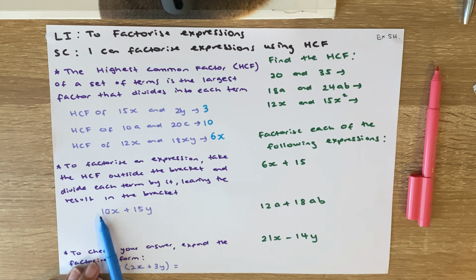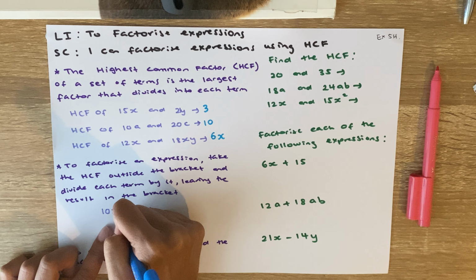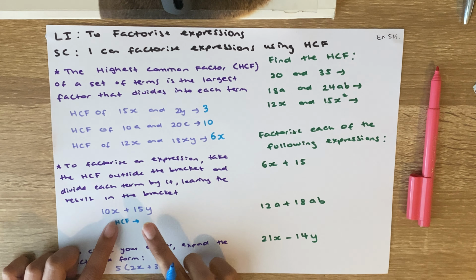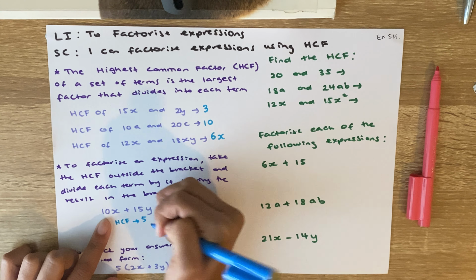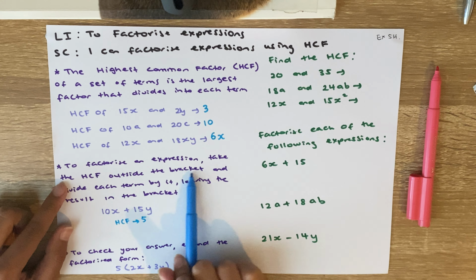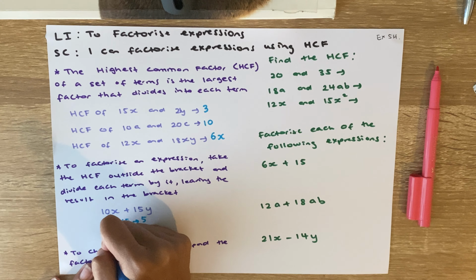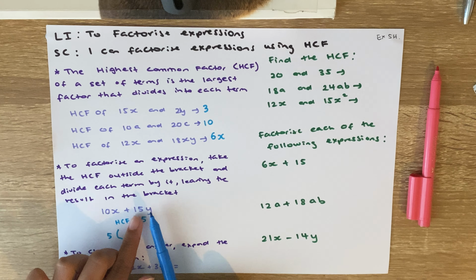Okay, so I've got one term here, 10x, and my second term here, 15y. Remembering your terms are separated by a plus or minus sign. So the first thing that we're going to do is we're going to look and see what our highest common factor is between these two terms. So looking at the numbers first, 10 and 15, what number goes into both 10 and 15? If you're thinking the number 5, you are correct. All right, so what we do is we take the HCF outside the bracket. So I'm going to take my highest common factor, which is 5, and put a bracket. And I'm going to separate my question into the different terms.